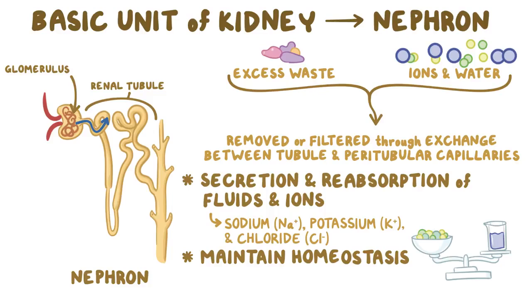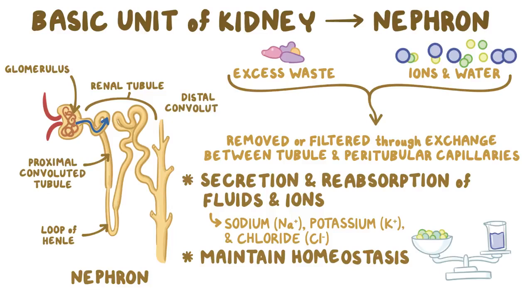The renal tubule has a few segments of its own: the proximal convoluted tubule, the U-shaped loop of Henle with a thin descending and thin ascending limb, and a thick ascending limb, and finally, the distal convoluted tubule, which empties into the collecting duct, which collects the urine.